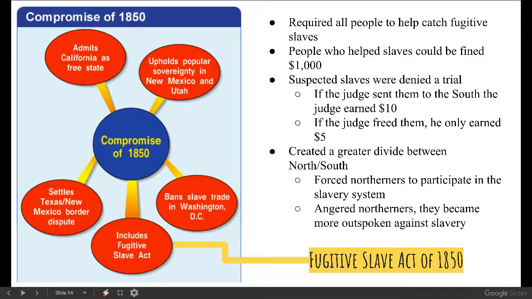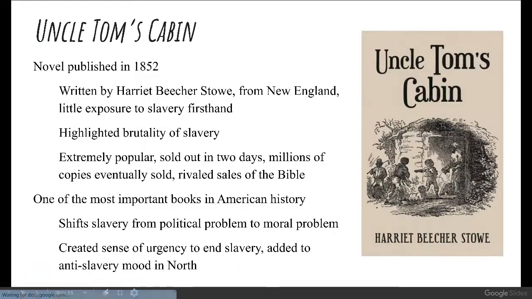And it created a greater divide between North and South. A lot of Northerners were basically forced to participate in the slavery system by having this mandate that they had to turn slaves in if they knew that they were escaped. And so it angered a lot of Northerners, and they became more outspoken against slavery. And then one last thing to mention about the Compromise of 1850, it helped settle a border dispute between Texas and New Mexico. So that was just one other part of it.